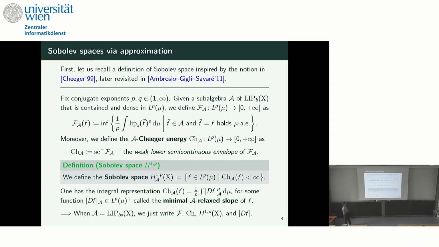And one can show that this Cheeger energy functional has an integral representation, and this integrand here, which we are going to denote df with respect to A, is called the minimal A-relaxed slope of our Sobolev function f. And when the algebra is the one that we usually take, that of boundedly supported Lipschitz functions, I'm just going to write H^{1,p} and |Df| without this subscript A.